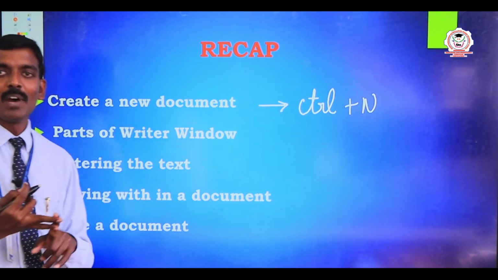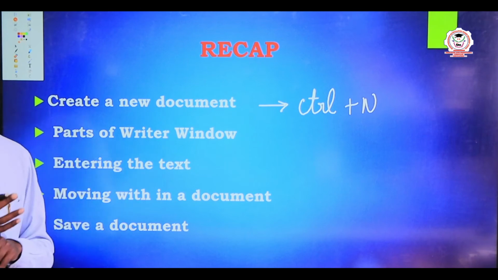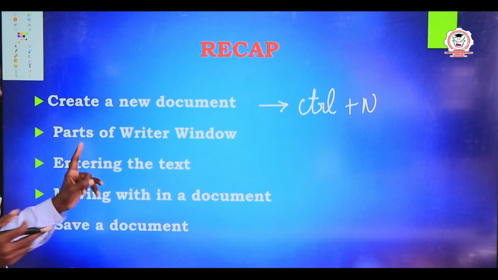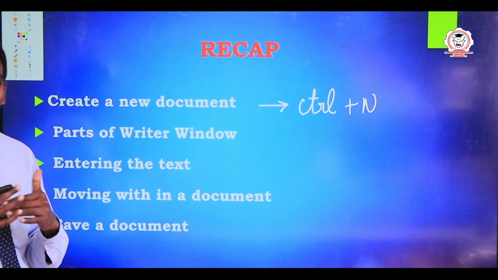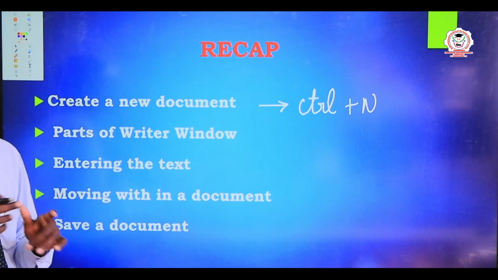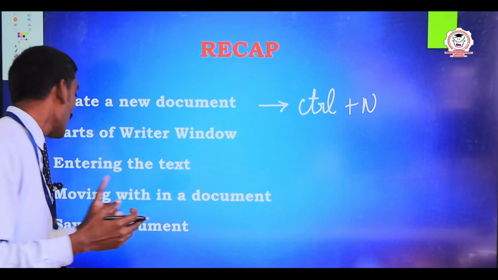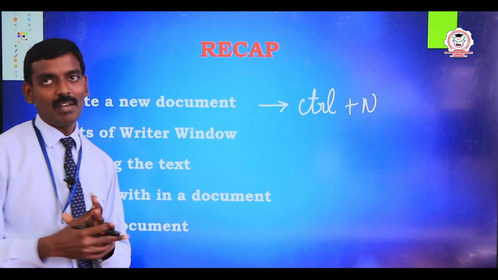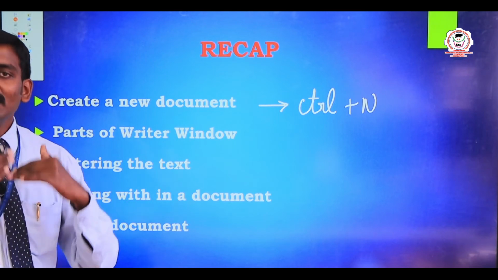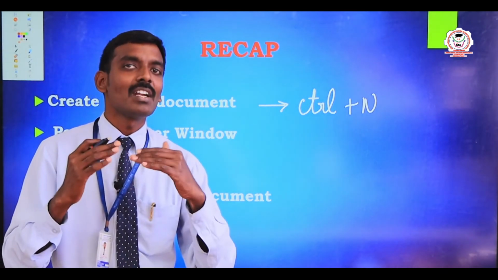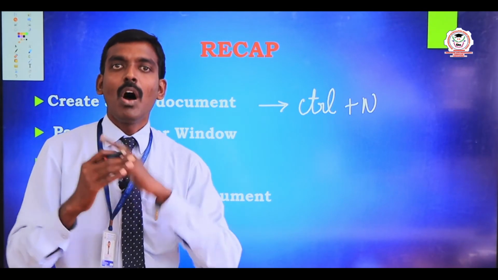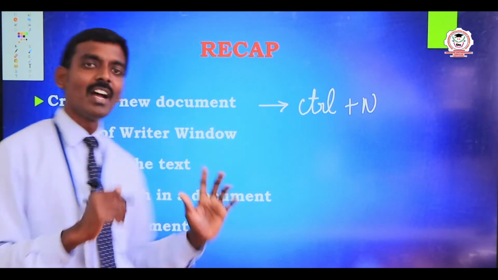And what are the parts of the Writer window? Title bar, menu bar, toolbar, work area, and status bar, and entering a text. What is the meaning of entering a text? Type the text in the work area, that is called entering a text. And moving within a document. Moving within a document means the insertion point. The insertion point means the flashing vertical bar. That flashing vertical bar can move all over the work area of a document.